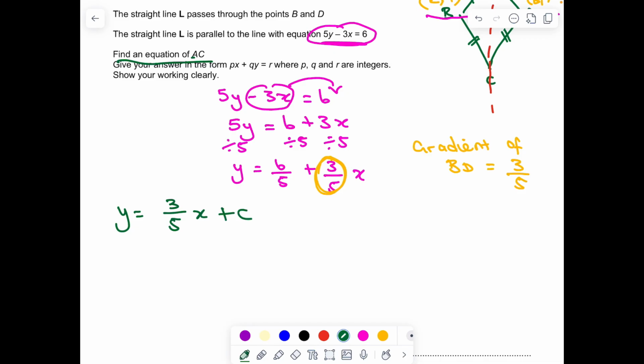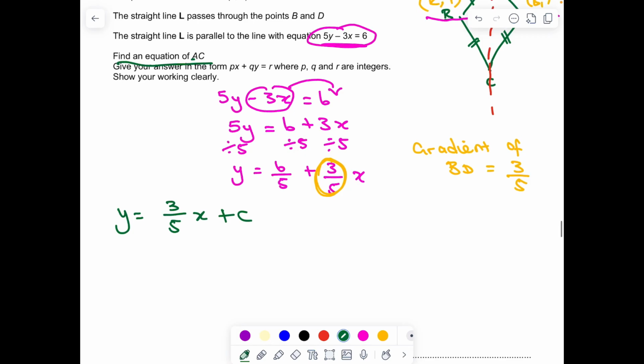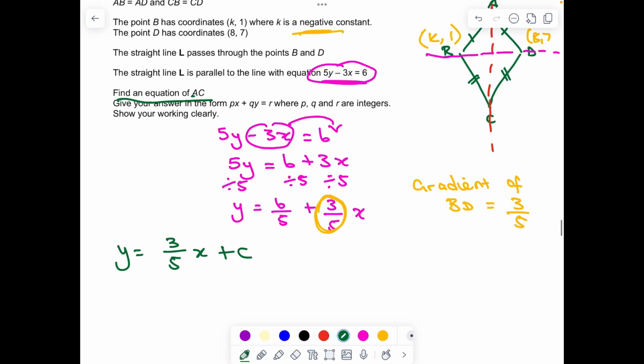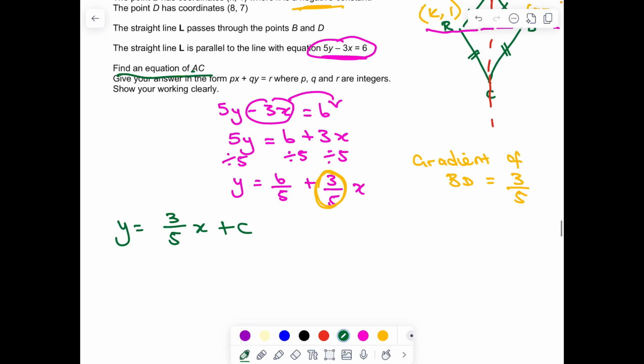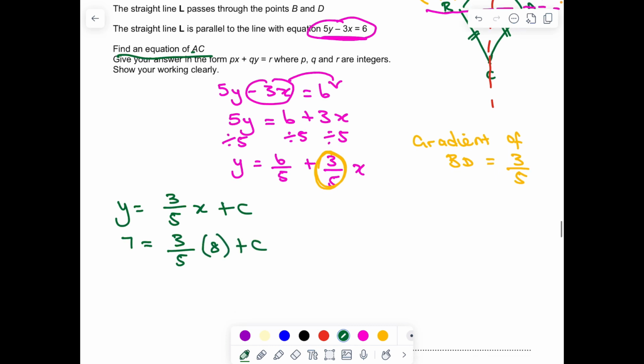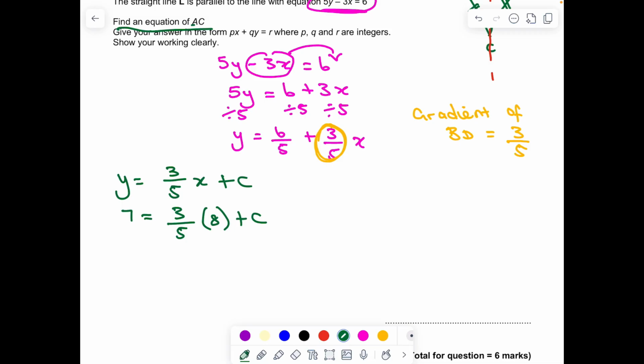And then I'll substitute in the values of either B or D. Well, it's going to have to be D because I don't know B yet. So D, coordinates for D are 8, 7. So where I see Y, I'm going to put 7. Where I see X, I'm going to put 8 plus C. So then I work it out and I get 7 equals 24 over 5 plus C. And then subtract both sides by 24 over 5, and that gives me C equals 11/5.